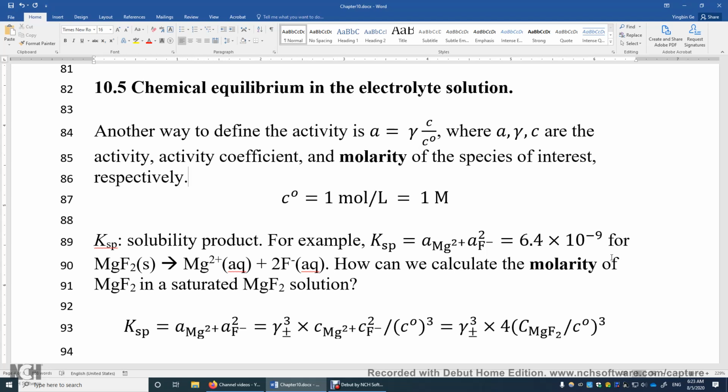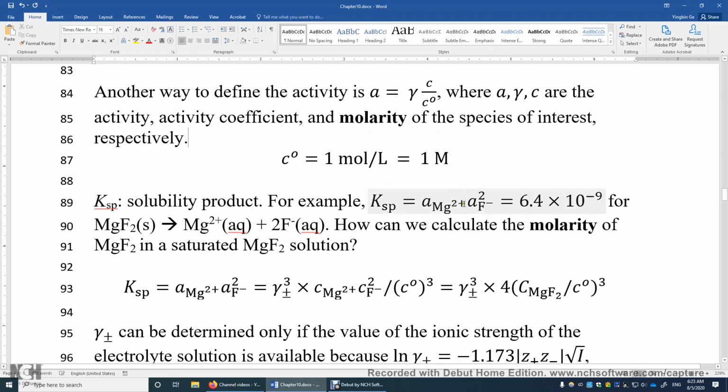Now let's look at the solubility product of an ionic compound. Let me give you an example here. Magnesium fluoride, the Ksp, the solubility product, is simply the activity of magnesium 2 plus times the activity of fluoride minus to the power of 2. You saw similar equations before in general chemistry, but in general chemistry I think you did not see A, you saw C, the molarity.